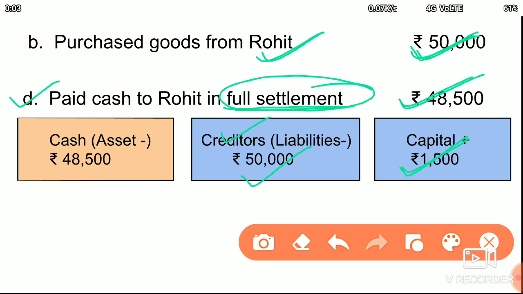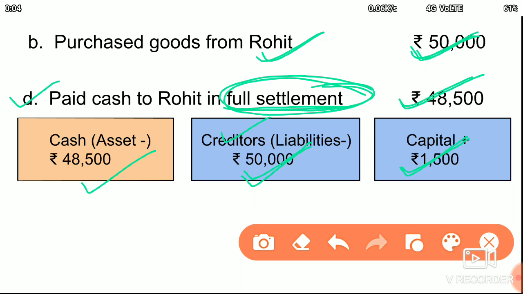That means we have to decrease Rohit with the full amount of 50,000 rupees, not with the amount of the cash payment, that is 48,500, but with 50,000 rupees as the account is fully settled. So there is no more balance left. So we will decrease the creditor by 50,000 rupees. On the other hand, the cash is also affected. The cash will decrease from the business as the business is paying cash. Cash is going out. The cash amount is 48,500. The cash will decrease by 48,500 because the actual cash payment is 48,500.